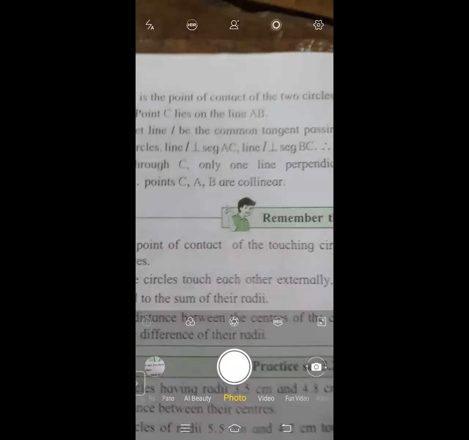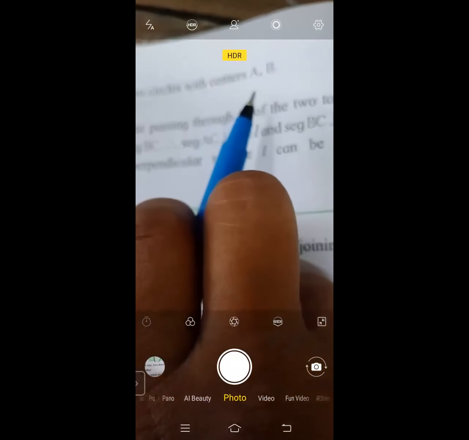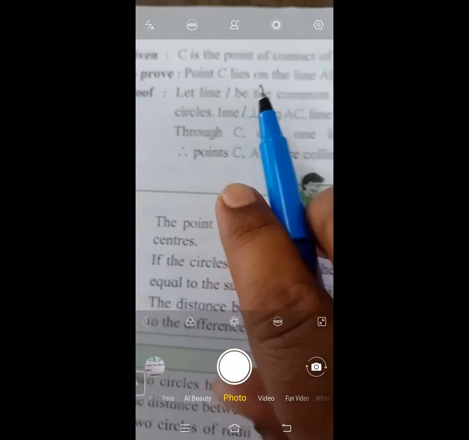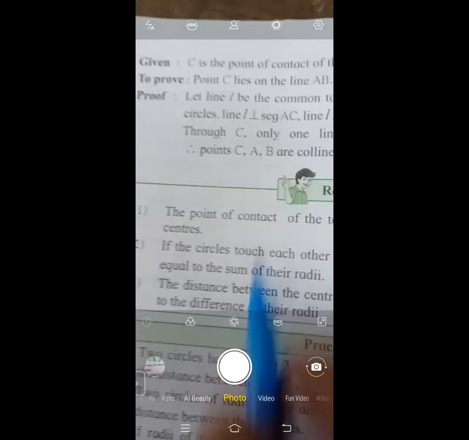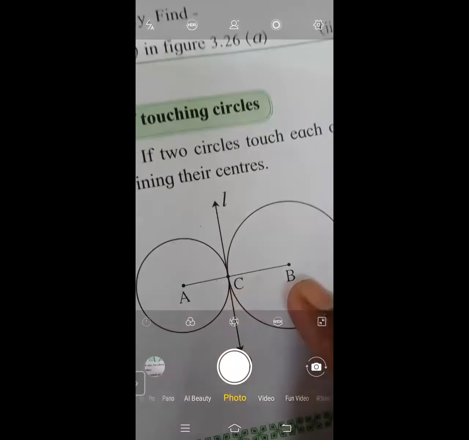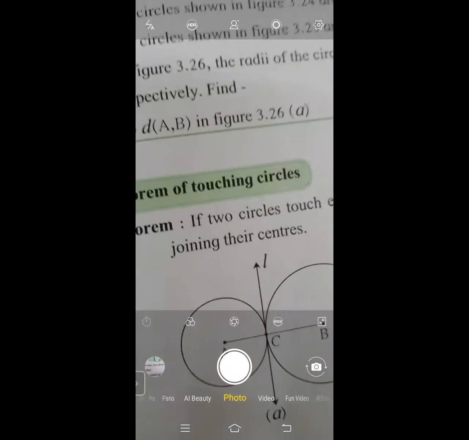Okay, so we will see. First of all, what is given? C is the point of contact of the two circles with centers A and B. Point C lies on the line AB. What we have to prove? We have to prove that this point C lies on the line AB, which we will join like this. We have to show that the point C lies on the line AB.